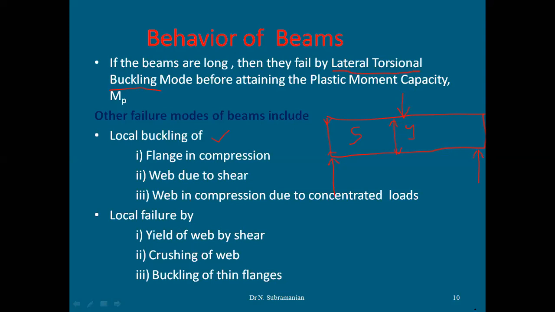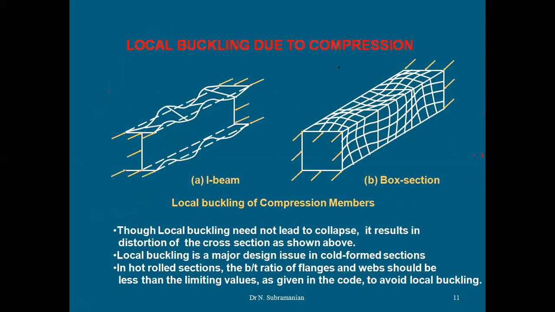Okay, let me show you the pictures of how the crushing, yielding, buckling takes place in the web. So we call it a local failure in the beams. I will show you the pictures. So this is the local buckling due to compression. See how your top compression flange and bottom tensile flanges are buckling. So this is the local buckling of compression members. This is how your beams will buckle. This is an I-beam, and this is the box section. In the box section, webs will buckle, even the compression flanges also will buckle.